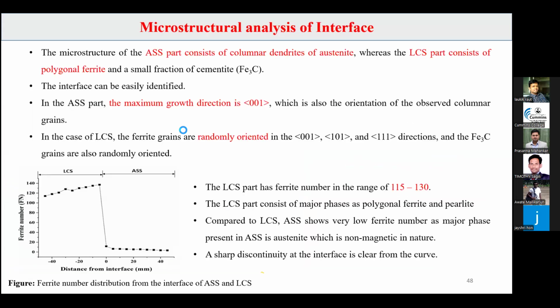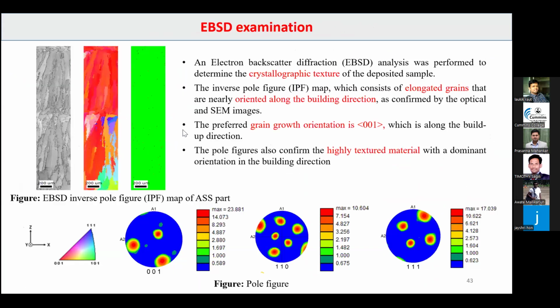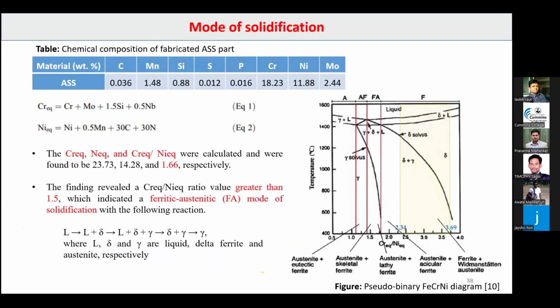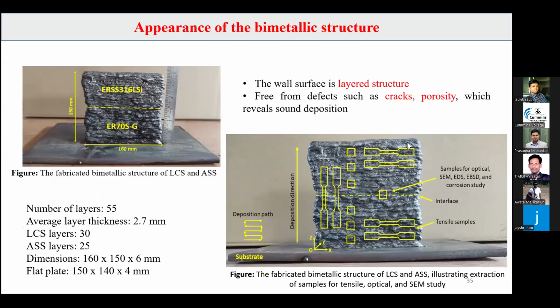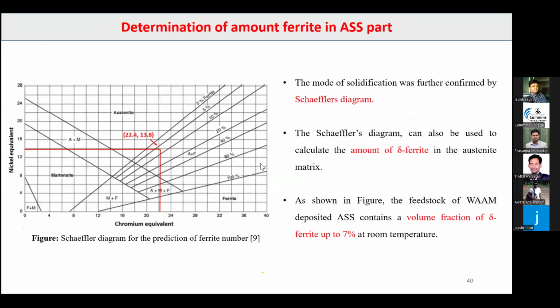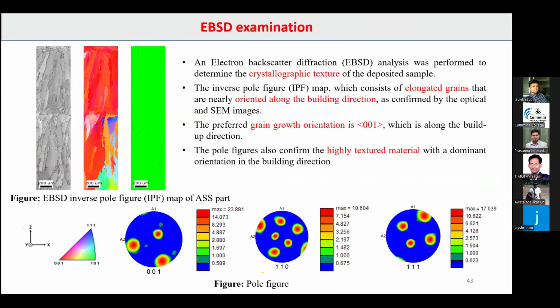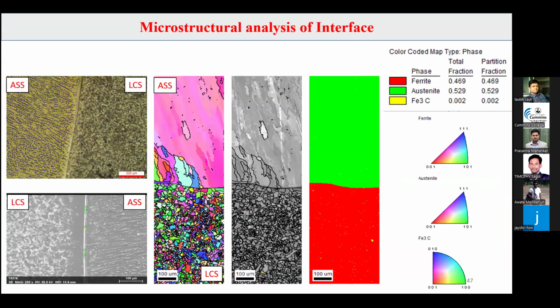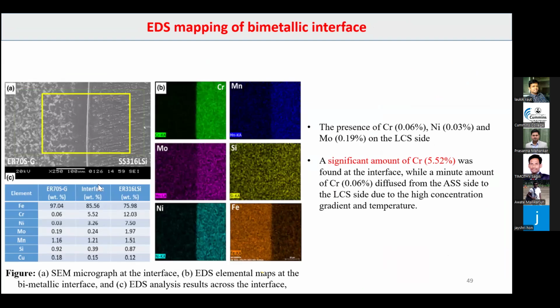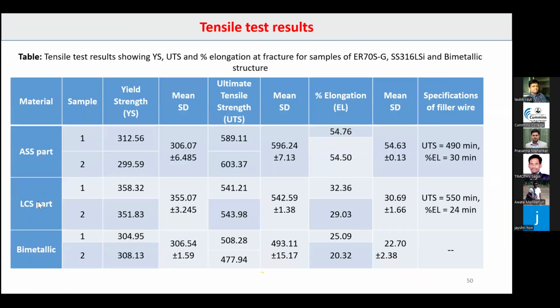Then, as I have already told you, I have taken various samples. Here you can see the tensile samples from the LCS part, the ASS part, and from the two materials together. Then we performed tensile testing on those, and these are the results for the ASS part, the LCS part, and the bimetallic part. The conclusions from this table are presented in the conclusion section.